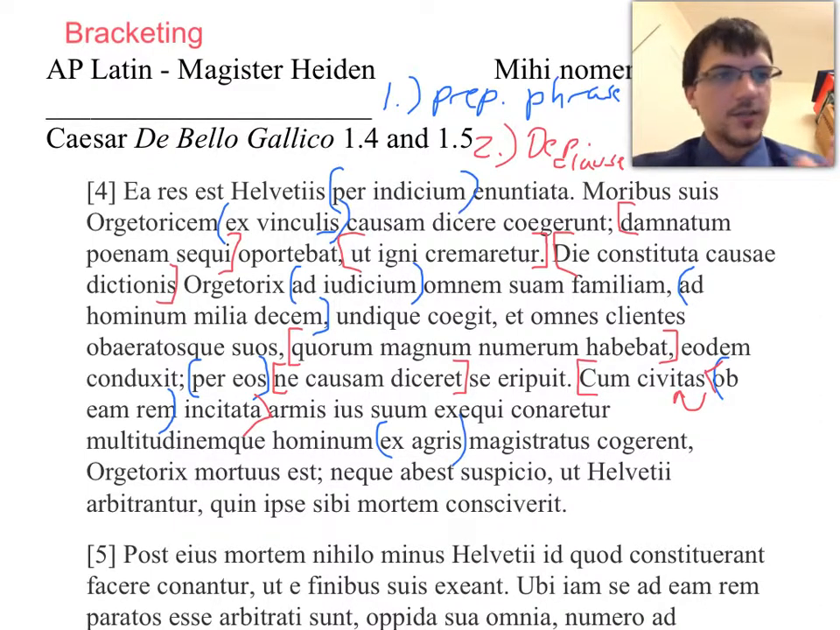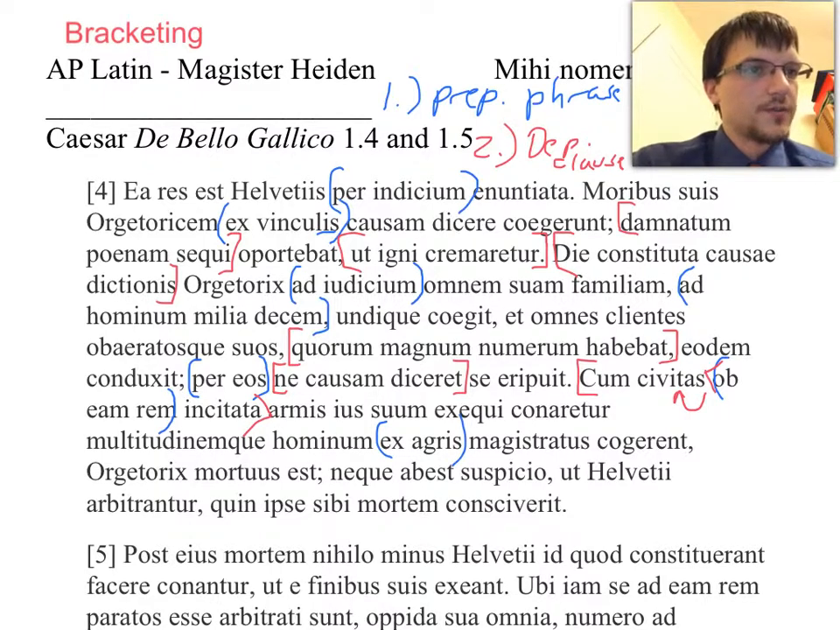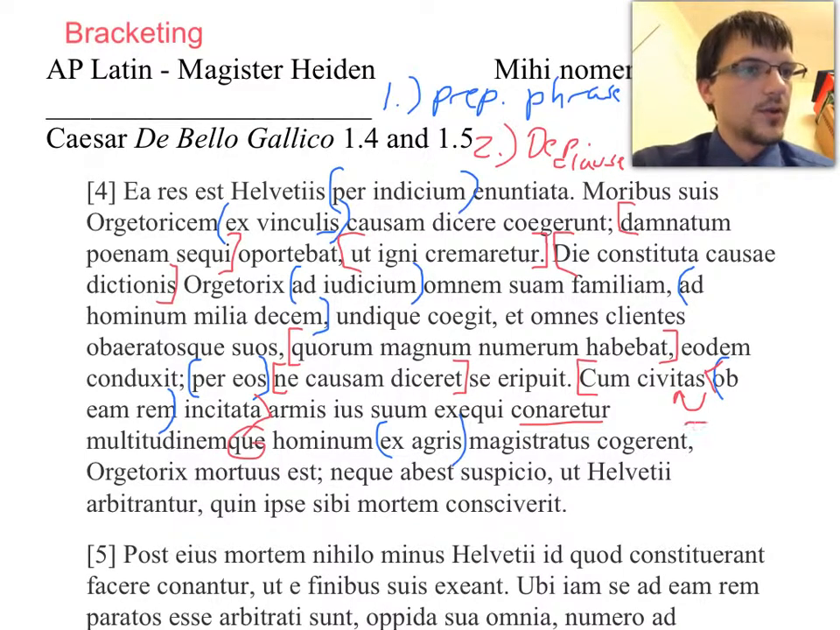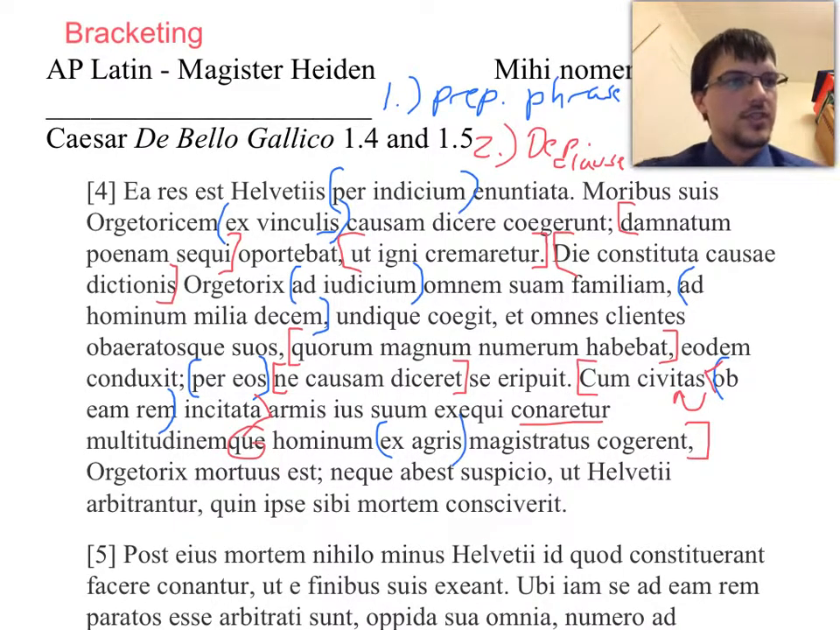Oh, wait, we did not end our cum clause. We still need to do that. It looks like we should end it at conaretur, but we see a quae here. That'll keep it going all the way through coegeret. We see two subjunctives connected by that quae. Okay, it's a bigger clause.